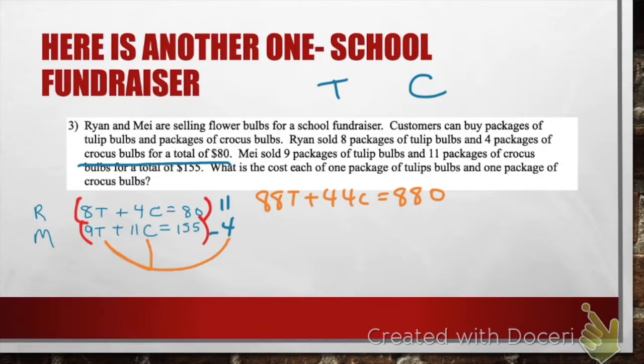Let's multiply this to everything also. We'll have negative 36t. We'll have negative 44c. And that will equal 155 times 4, which is negative 620.